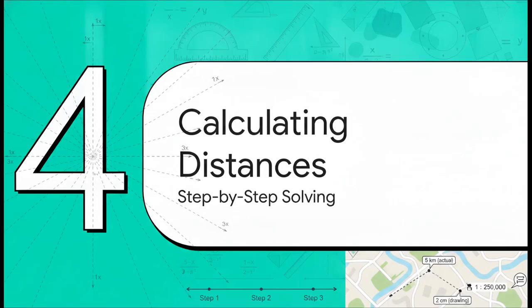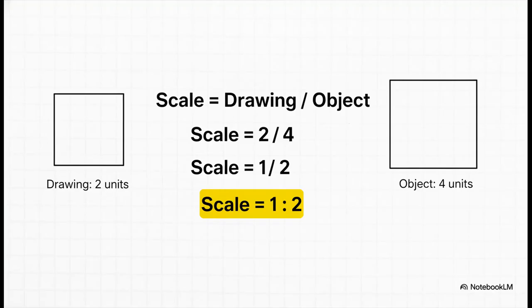On to Section 4, calculating actual and drawing distances. Step-by-step problem solving. Let's start with a nice and simple one, finding the scale itself. Imagine a drawing where a side is 2 units long, but on the actual object, that exact same side is 4 units long. We just take our formula, drawing over object, which gives us 2/4. Simplify that fraction down, and we get 1/2. This means our scale is written as 1-to-2. Simple as that. You just found n.